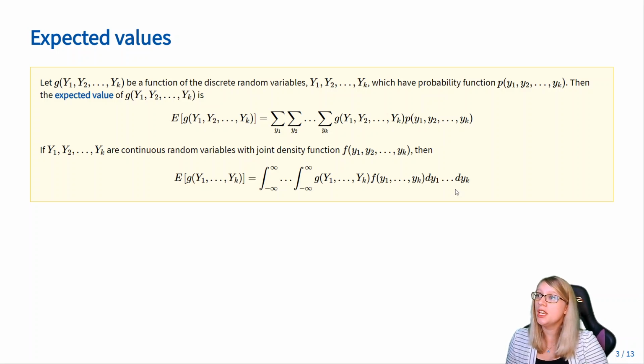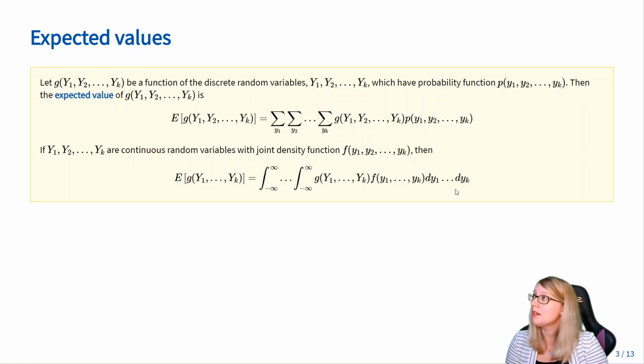So let's let g of y1, y2 through yk be a function of either discrete or continuous random variables, say y1, y2, yk, with some joint distribution. Then, in order to find the expected value of this function, we will either sum or integrate, depending on the nature of the random variables, this function g times the joint PDF.